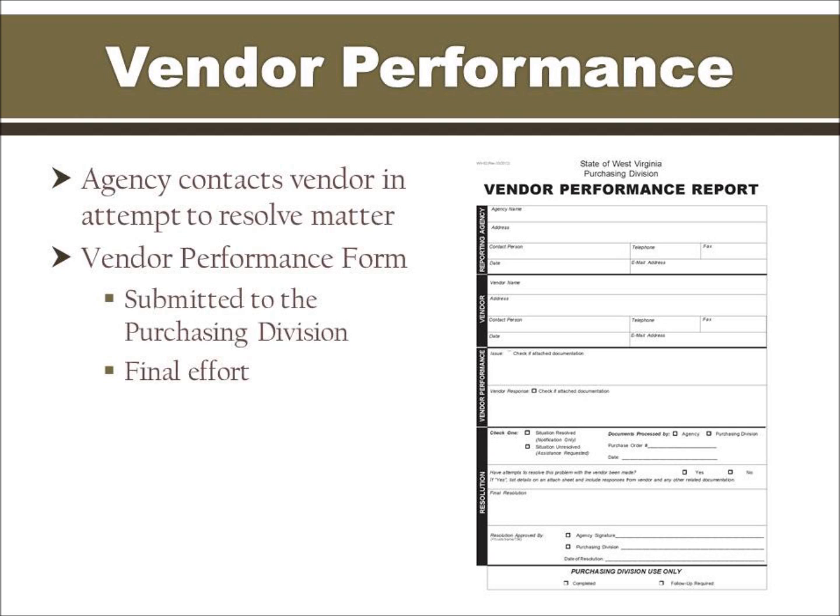If the agency's attempt to resolve the issue is ignored, or the agency and the vendor are unable to come to an agreement, the agency may resort to completing a vendor performance form detailing its complaint. The form, along with the appropriate documentation, is submitted to the Purchasing Division, which will respond to the complaint by contacting the vendor directly to resolve the issue. The vendor performance form is generally the agency's final attempt to resolve the problem. The Purchasing Division uses all substantial documentation relating to the complaint to determine the appropriate course of action.